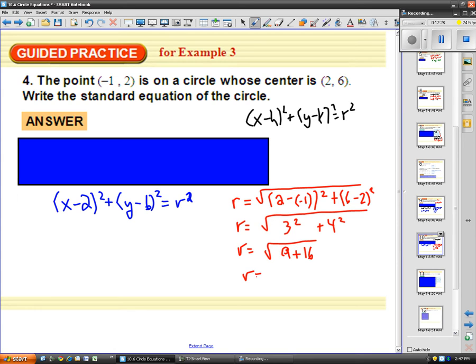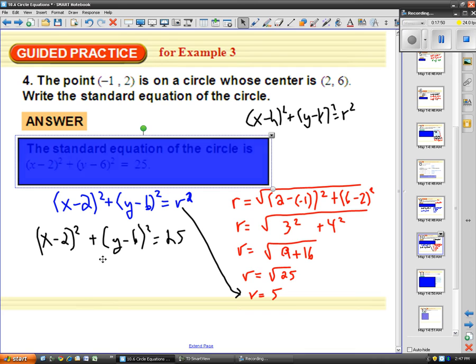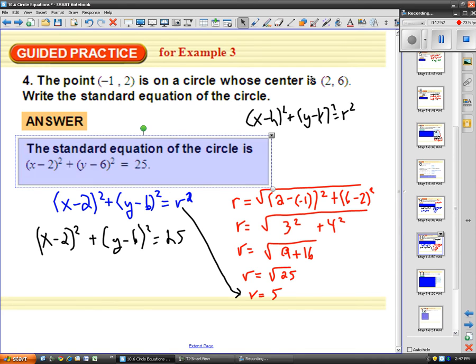So rewriting my equation over here, final answer for this one is going to be x minus 2 squared plus y minus 6 squared equals 25. Because I'm squaring, I need r squared, not just r, and so I square the 5, which gives me 25. Again, look at my center. -2 here is really +2 for the center. -6 is +6, and the square root of 25 is my radius, which is what I was looking for.